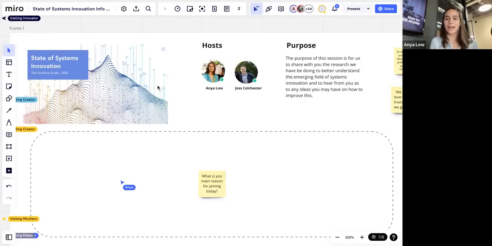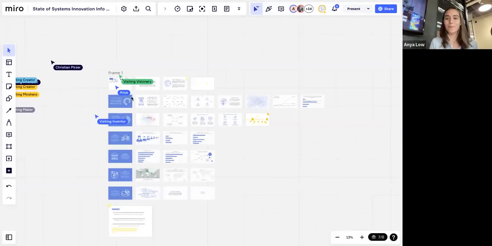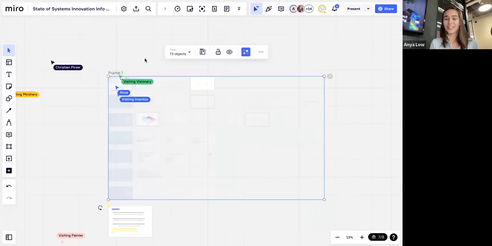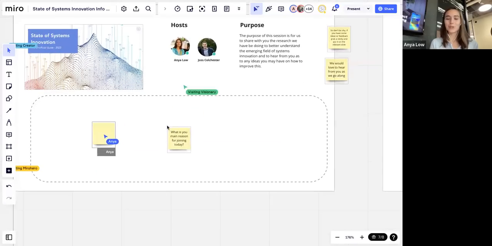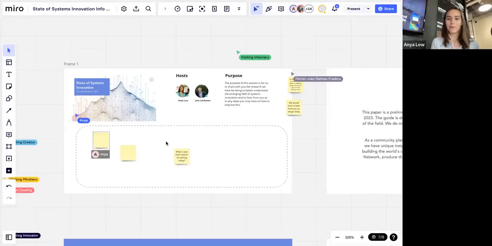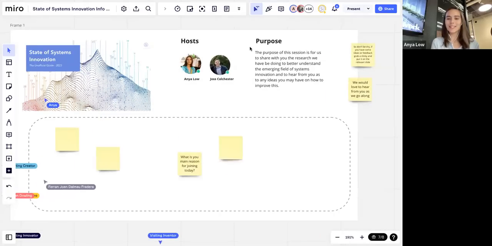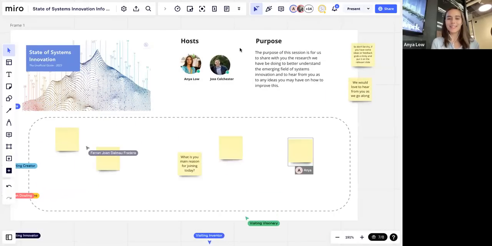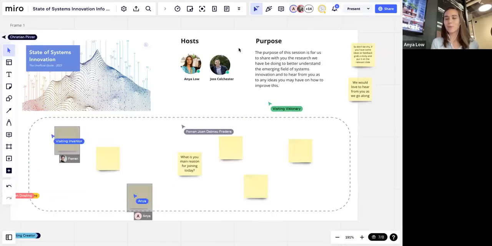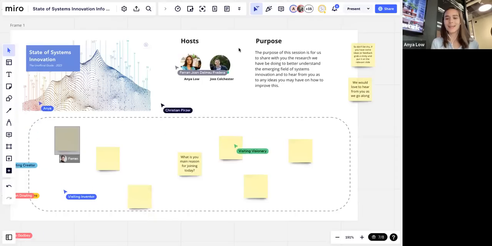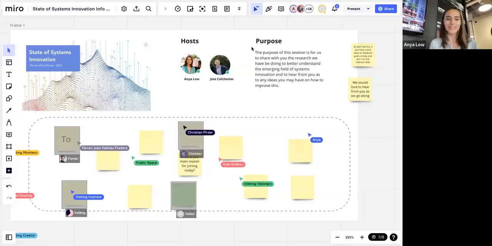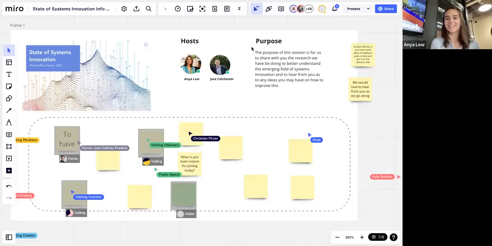We want to start with an interactive part, just to get us warmed up. What is your main reason for joining today? You may take a sticker here to have a bit of that interactive warm-up session and get to know you a bit better. Hopefully you can access this Miro board, or if not, then write in the chat. What is your main reason for joining today?